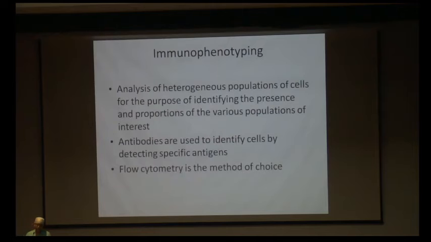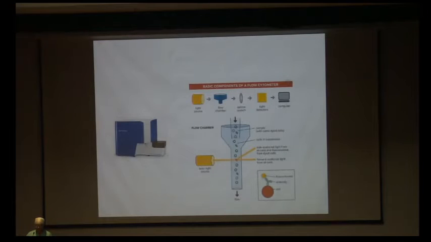For residents, immunophenotyping is defined as analysis of a heterogeneous population of cells for the purpose of identifying the presence and proportion of various populations of interest. Antibodies are used to identify cells by detecting specific antigens, and flow cytometry is the method of choice for this. This is a typical flow cytometer, and this is how it works.